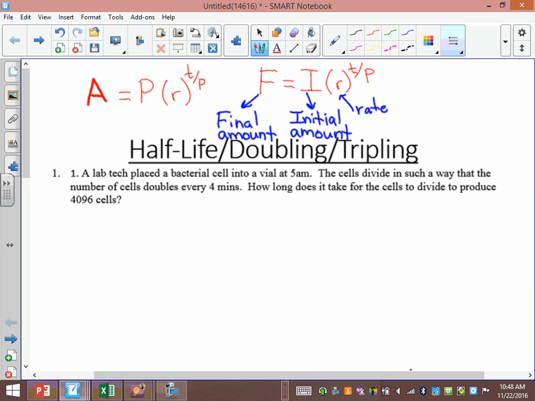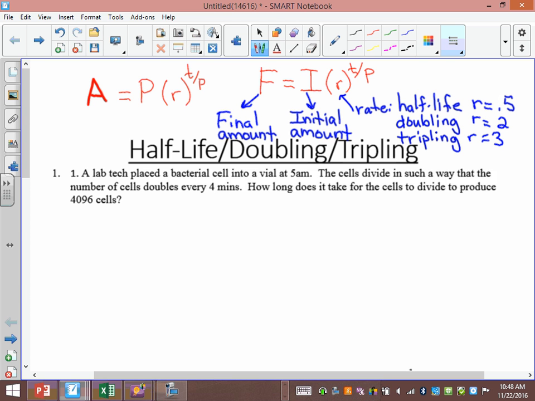So if it says half-life, R equals 0.5, or a half, right? If it says doubling, what do you think R would equal? 2. If it says tripling, R would equal 3. Everyone's really good with that. It's the T over P that causes mass confusion.